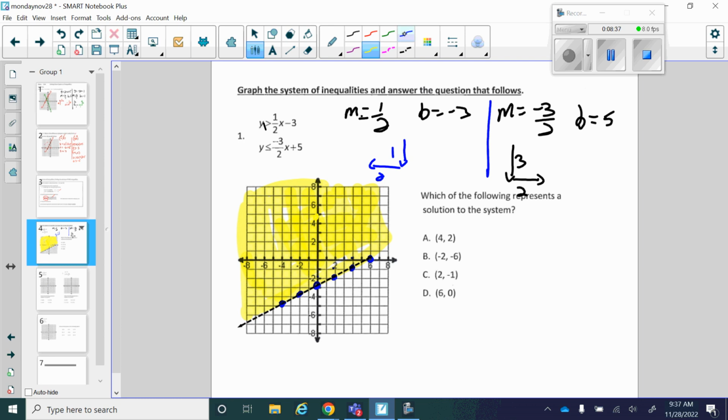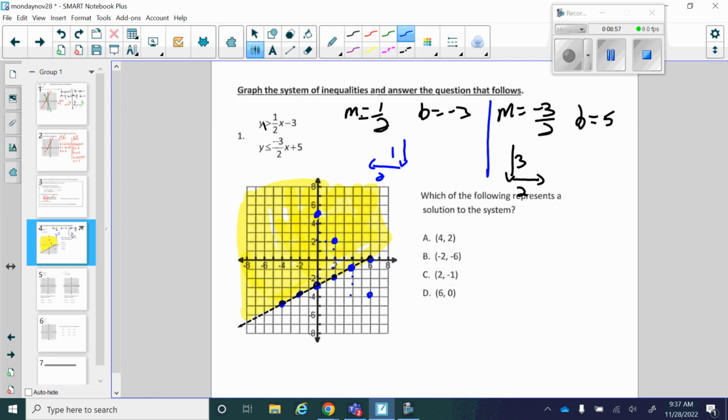Oh, different color. Let's go with blue. So down 3: 1, 2, 3, over 2: 1, 2. Down 3: 1, 2, 3, over 2: 1, 2. Good. So let's connect the dots now.